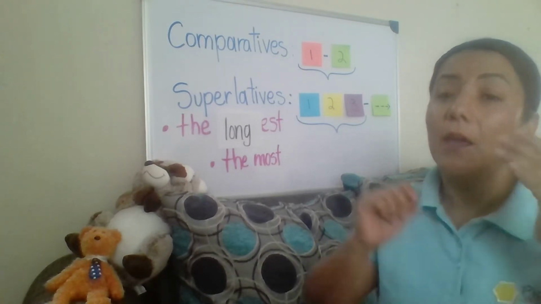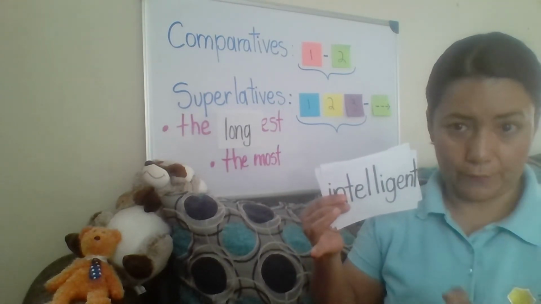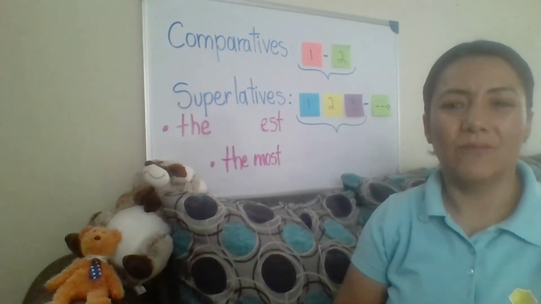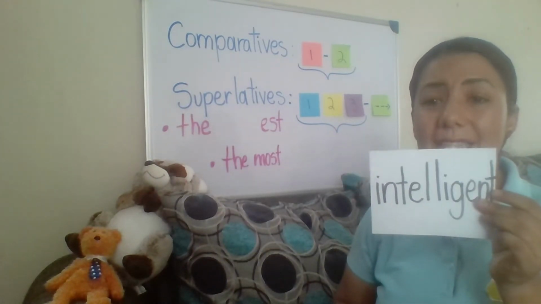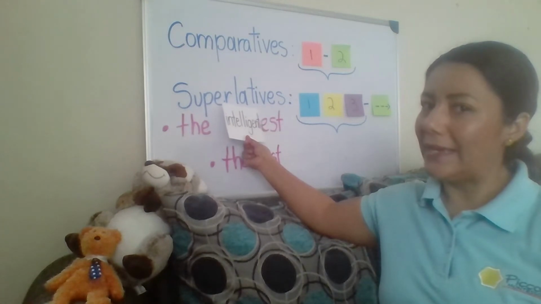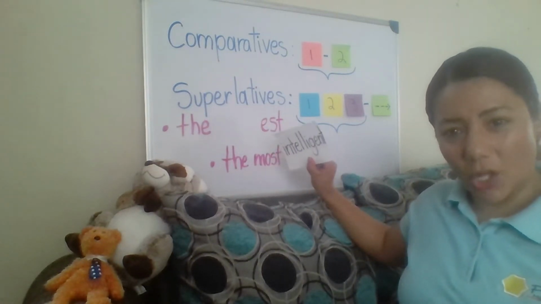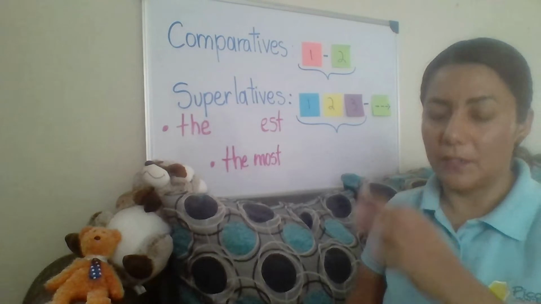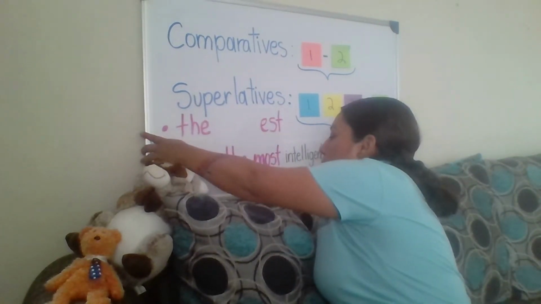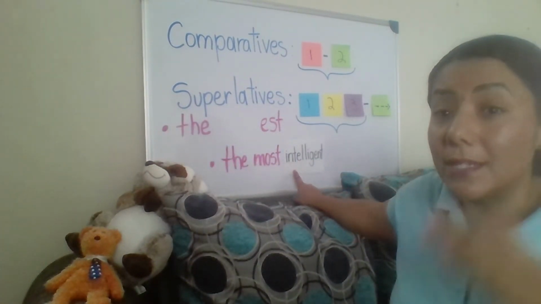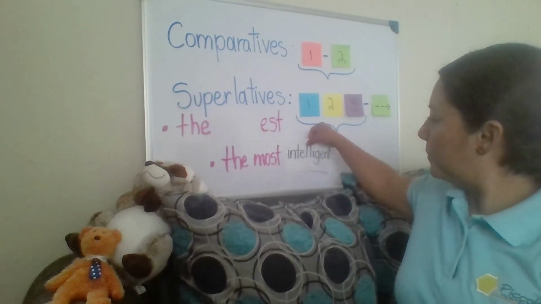Next column. Let's work now with long adjectives. 2-3 more syllables. Okay. The first one is intelligent. Intelligent. Is it a short adjective? Is it a long adjective? It's long. Yeah. Intelligent, three syllables. Yep. So, what is, oh my God, my board is about to fall. Intelligent, what is the superlative? The most intelligent. Good job, write it down.